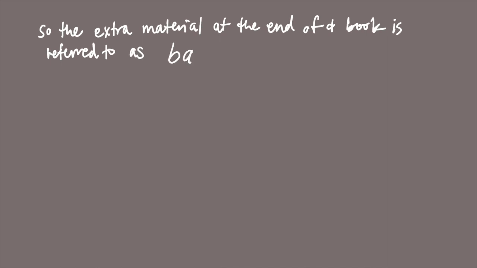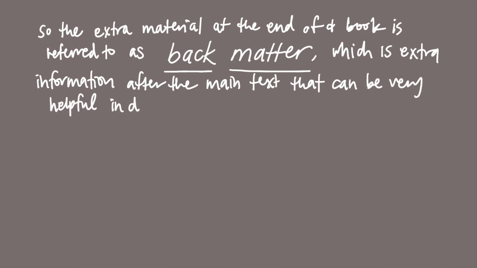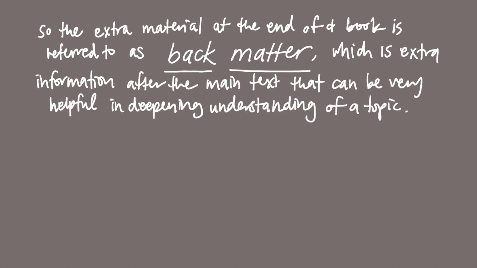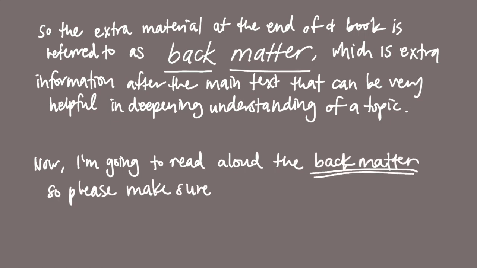So the extra material at the end of a book is also known as the back matter, which is extra information after the main text that can be very helpful in deepening understanding of a topic. So now I'm going to read aloud the back matter of Coming to America, and please make sure to follow along and listen for key words.